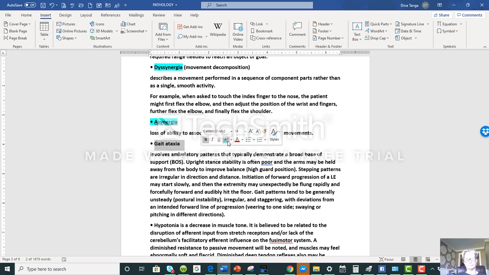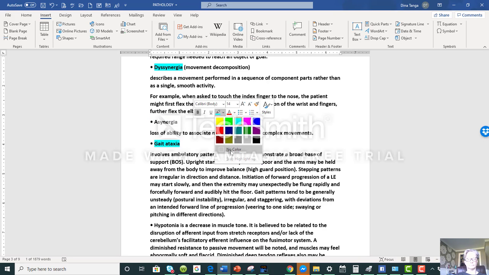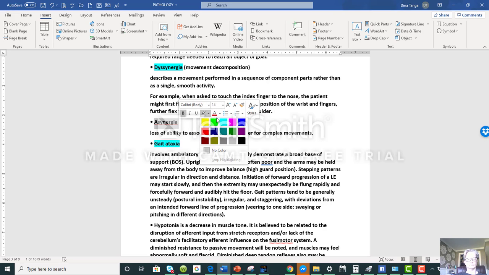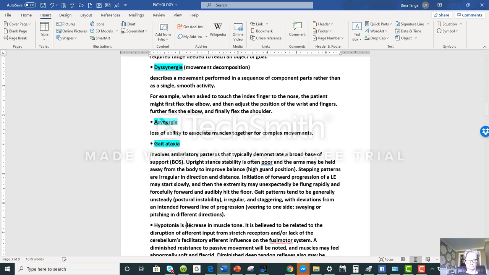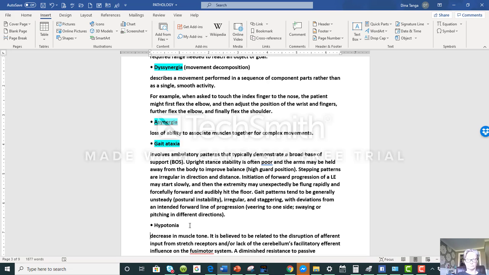Initiation of forward progression of a limb may start slowly, and then the extremity may unexpectedly be flung rapidly and forcefully forward and audibly hit the floor. Gait patterns tend to be generally unsteady, with postural instability, irregular and staggering, with deviations from an intended forward line of progression, veering to one side, swaying or pitching in different directions.